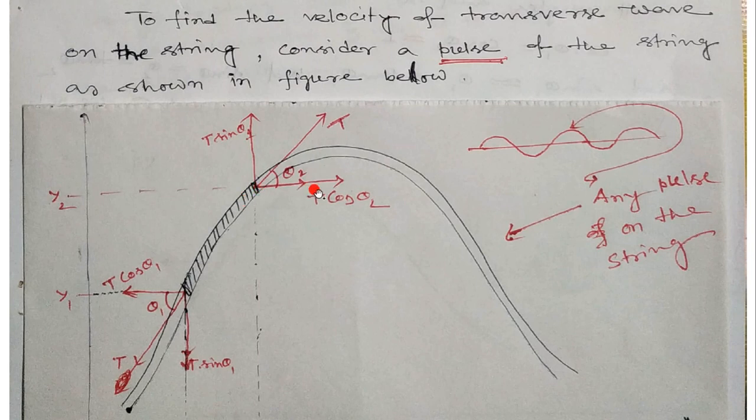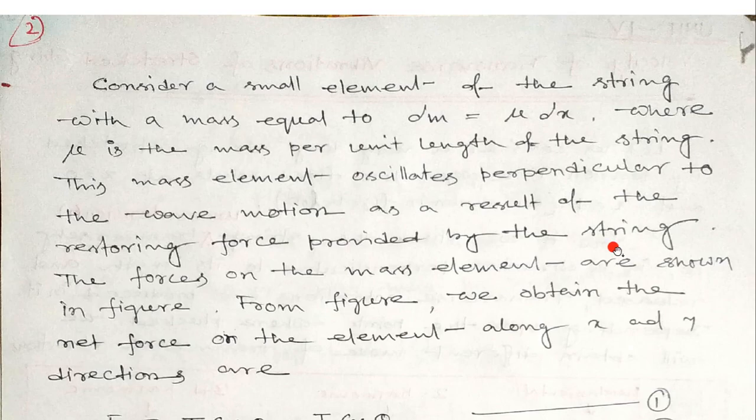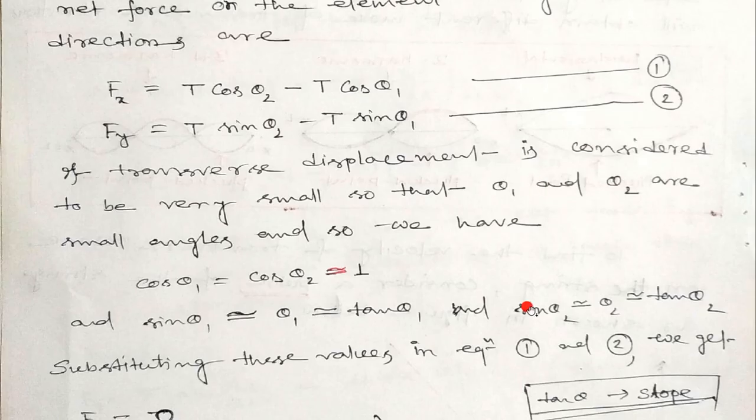So, T cos theta 2 is along the positive x direction and T cos theta 1 along the negative x direction. So, the total x directional force is T cos theta 2 minus T cos theta 1. Similarly, T sin theta 2 along the positive y direction and T sin theta 1 in the negative y direction. So, the total force along the y direction is T sin theta 2 minus T sin theta 1.